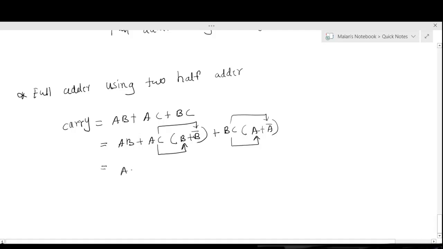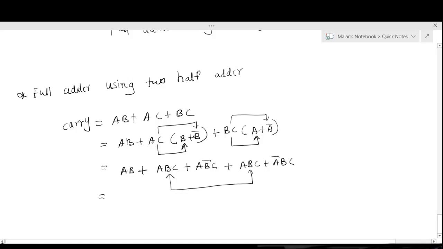Now I can rewrite the expression like this: AB plus ABC plus AB plus ABC plus A bar BC. Now we have this expression. Is any term repeating? Here ABC is repeating.